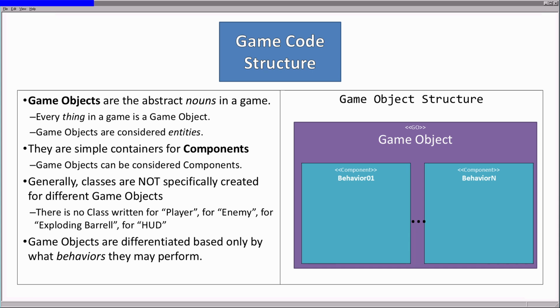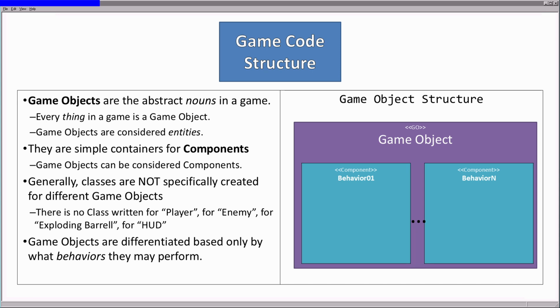Generally, classes are not specifically created for different game objects. There is no class written for player, for enemy, for exploding barrel, for heads-up display. Game engines commonly have universal game object data types, which are not intended to be extended via programming interfaces, but instead just act as a simple container for the components and some additional metadata.